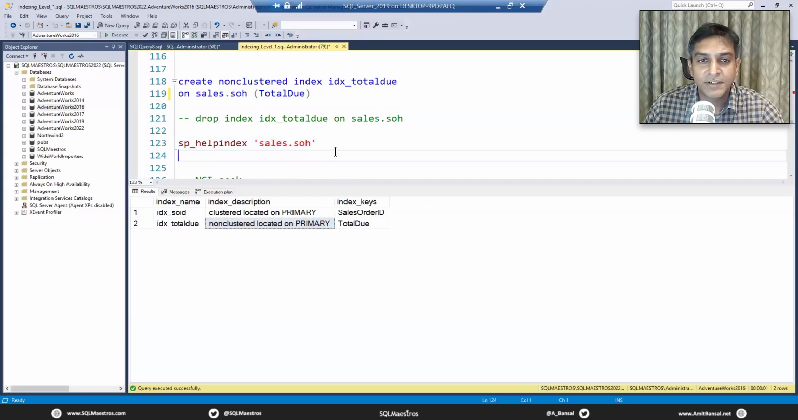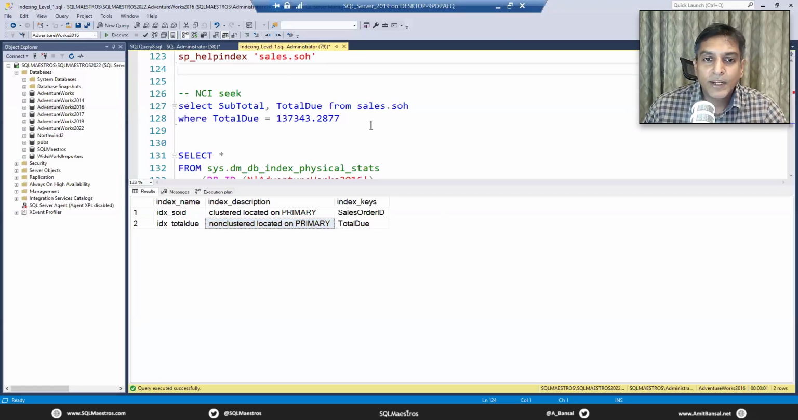Okay, so we have the non-clustered index. Now we go back and look into this same query. Now select subtotal, total due from sales order header, where total due is equal to some value. Friends, what do you expect now? Anyone? What operation will the optimizer choose? Okay, we have people answering. Okay, non-clustered index seek. Spot on. This is what is going to happen now.